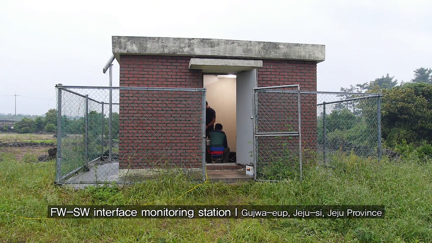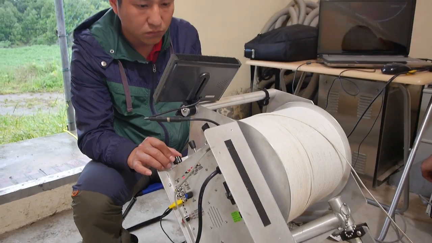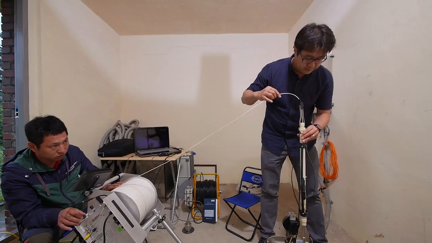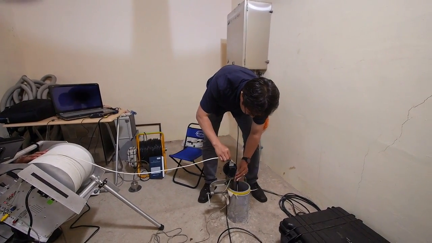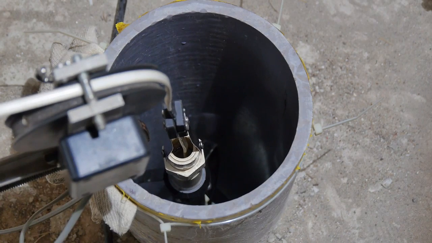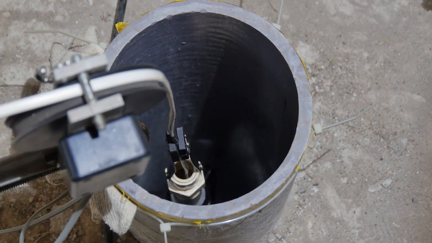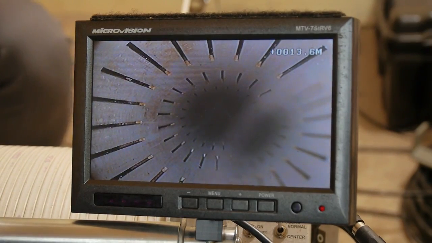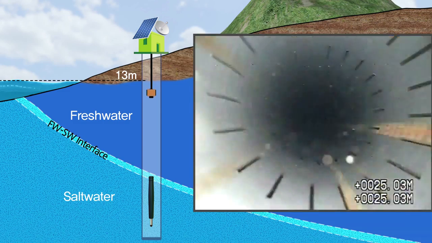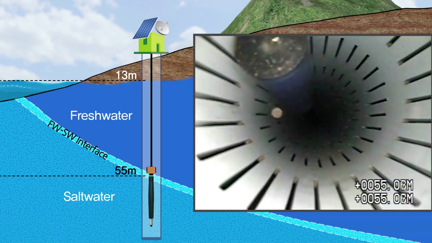Dr. Kim's team's freshwater-saltwater interface real-time monitoring system is being observed in Gujwa-up, Jeju-si. The team intends to identify the location of FWSW interface monitoring system by putting a distance measuring borehole televiewer into a monitoring well that measures FWSW interface. Borehole televiewer meets fresh groundwater table when descending 13 meters from the ground surface. And the place we can see the monitoring system at 55 meters depth is FWSW interface.